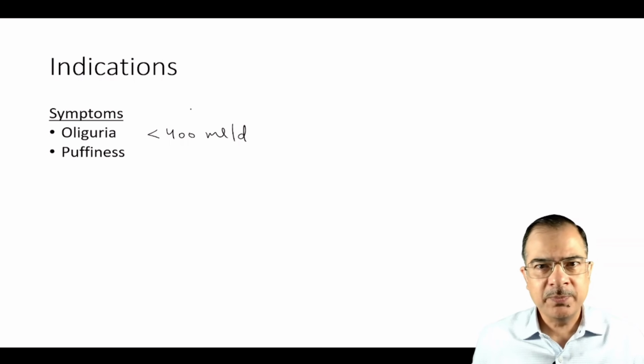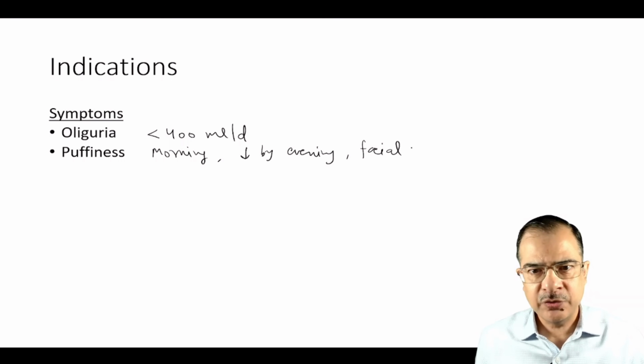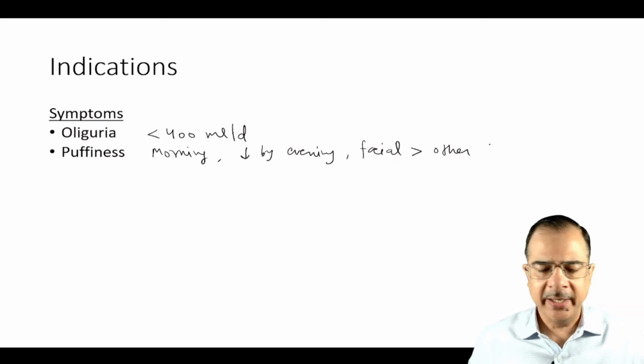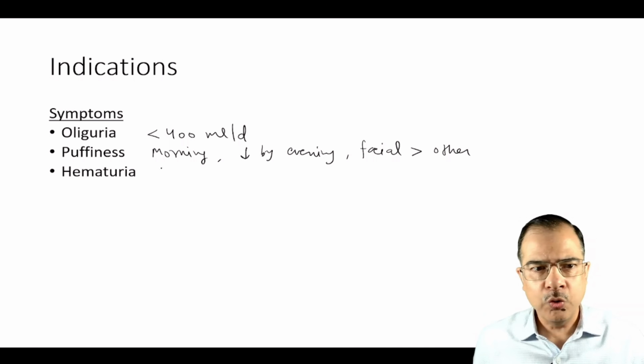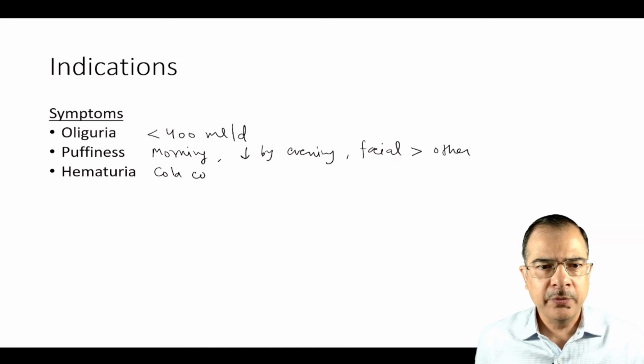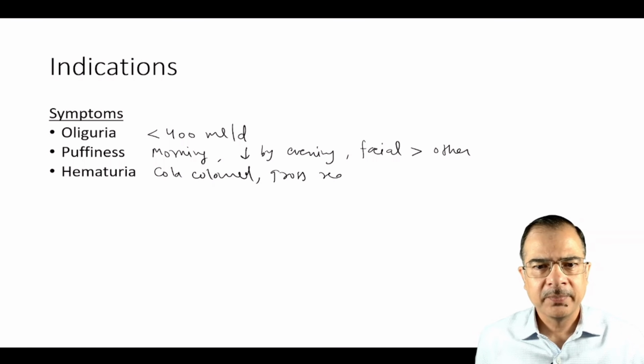Puffiness, especially this puffiness will be morning puffiness, and it decreases by the evening time, and mainly it is the facial puffiness which occurs first, followed by the other parts of the body getting edema. Hematuria will be there, and patient will complain of either gross blood or cola colored urine. So cola colored urine or gross red color blood will be there.